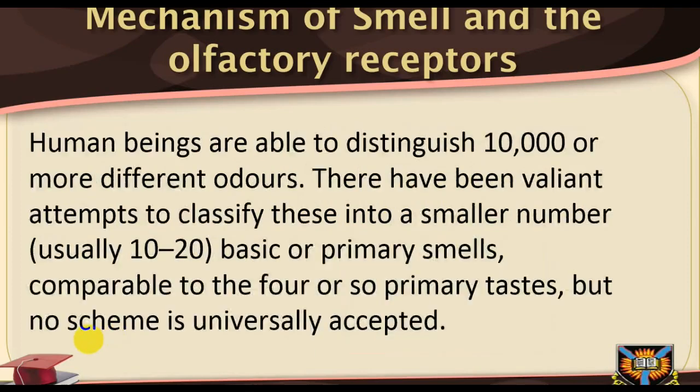Human beings are able to distinguish 10,000 or more different odors. There have been valiant attempts to classify these into a smaller number, usually 10 to 20, basic or primary smells comparable to the 4 or so primary tastes, but no scheme is universally accepted.